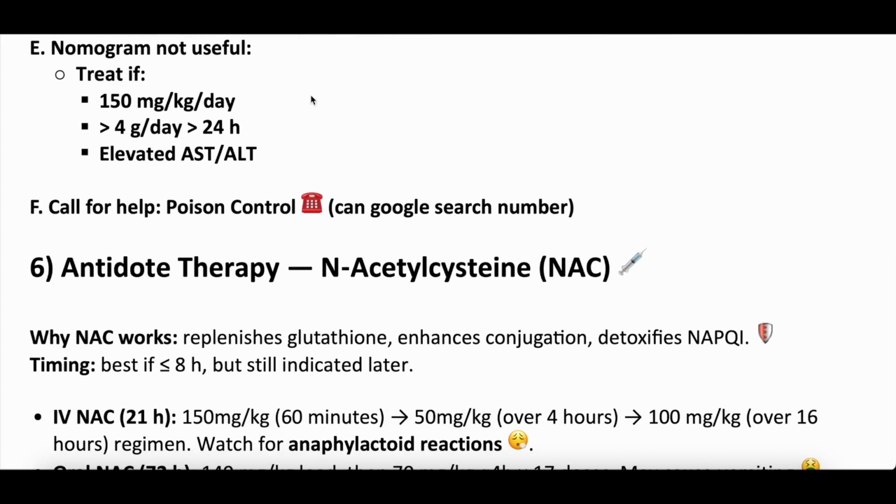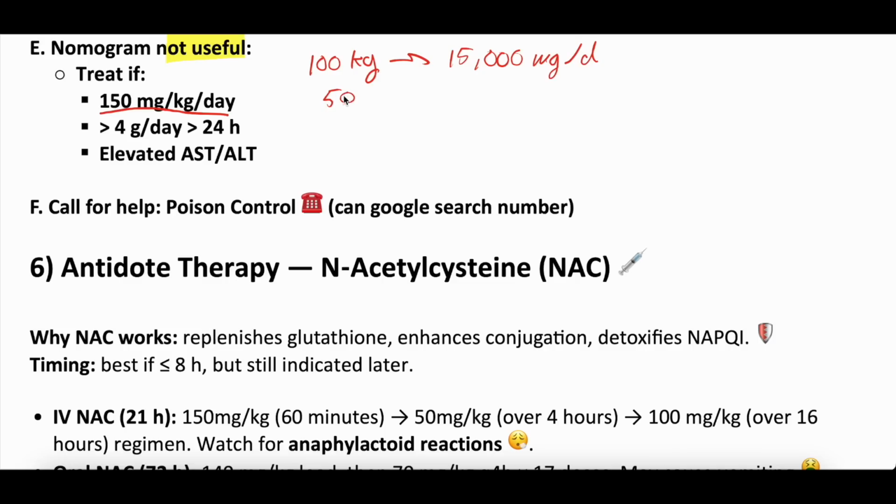So this nomogram is not useful if the Tylenol ingestion is more than 150 milligrams per kilogram per day. So if we just say someone's 100 kilograms, just to give an idea, 150 times 100, hopefully I don't do math wrong, but I think that's 15,000 milligrams in a day, okay? Just for a 100 kilogram person.